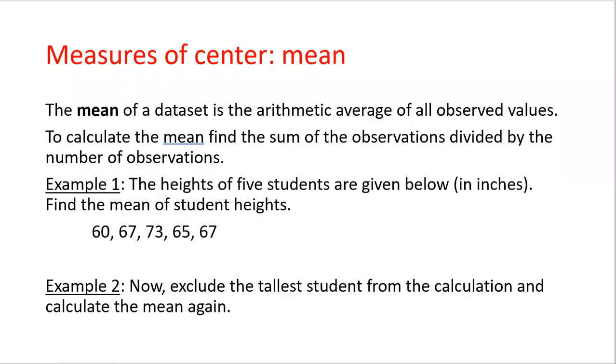So here's the definition of the measure of center mean. And by the way, there are three different types of the measure of center. The first one is mean. The mean of a data set is the arithmetic average of all observed values. To calculate the mean, we're going to find the sum of all of the observations, and then we're going to divide that number by the number of observations.